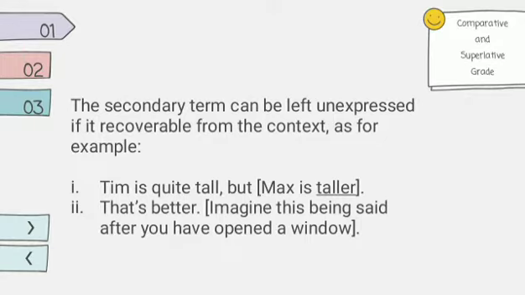In the first example, we understand Max is taller than Tim, recovering Tim from the first clause. In the second example, where better is an irregular form of good, we understand that is better than it was before you opened the window. The second term is recovered from the situation.